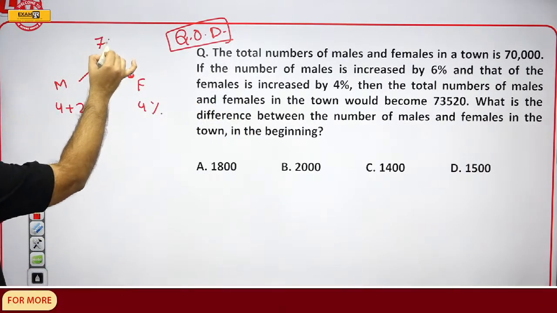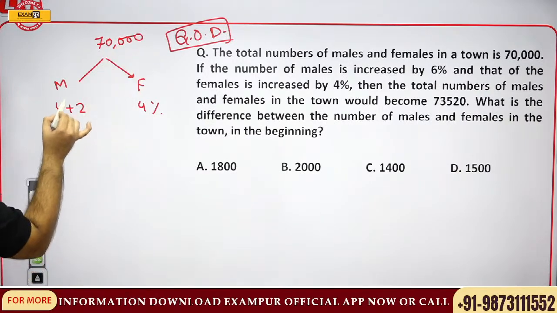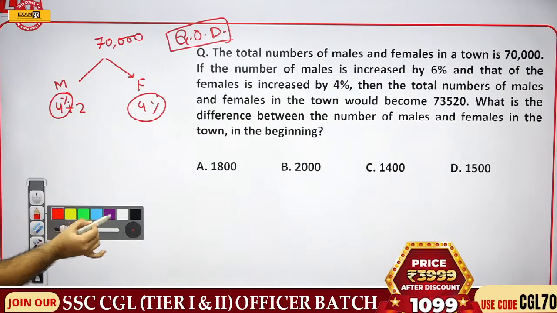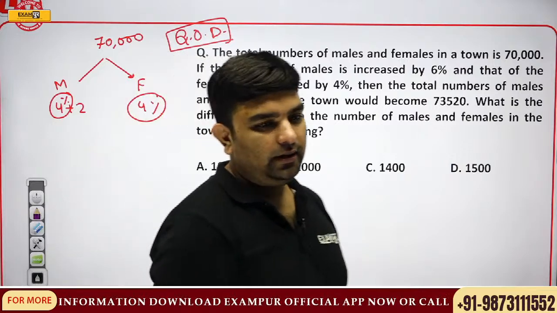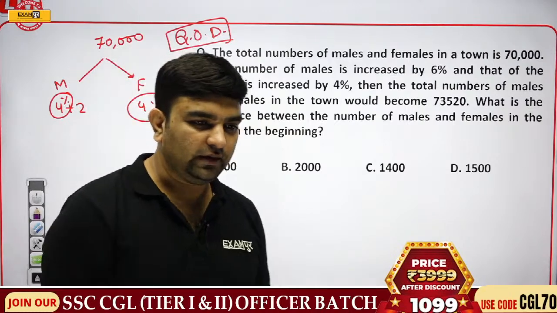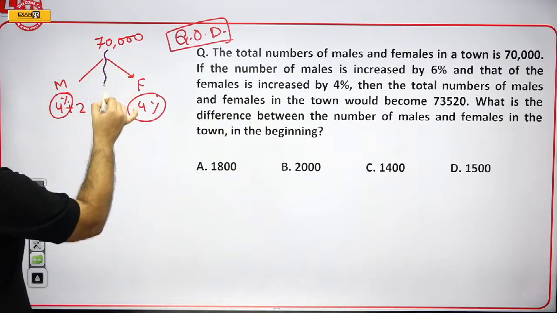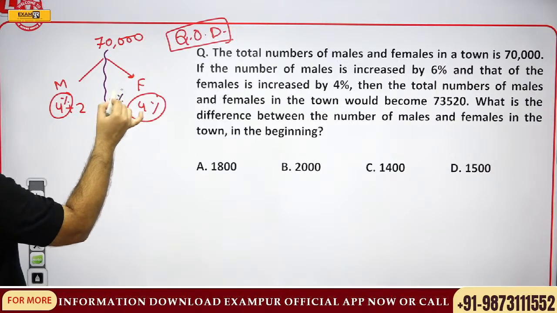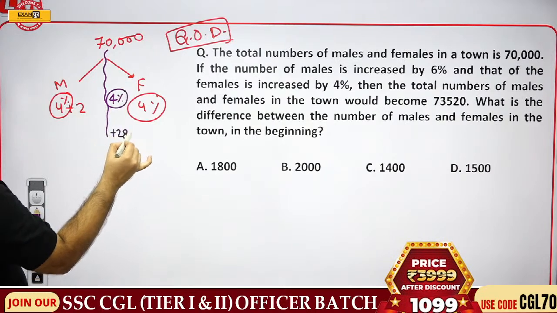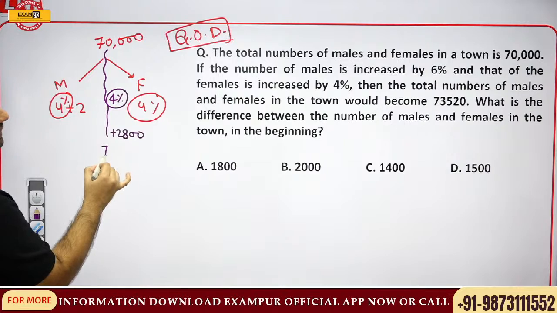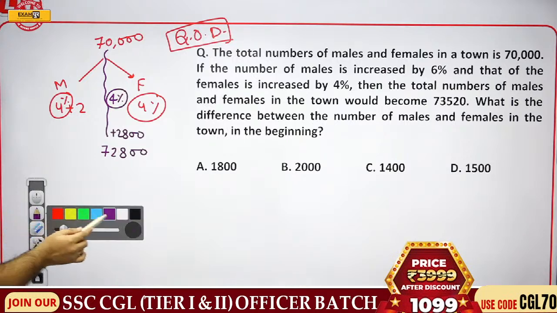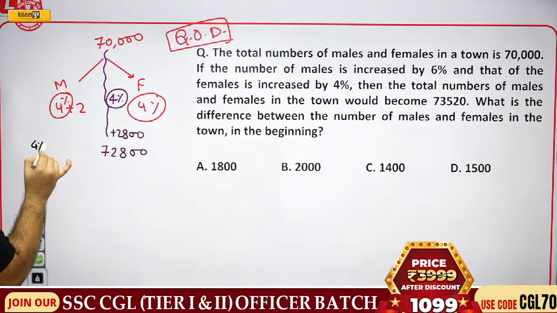Initially they are 70,000. What is the condition? If both of them increase by 4%, total population would also have increased by 4%. 4% of 70,000 is 2800, so the increment would be 2800. So it will become 72,800 on the rise of 4% for both.